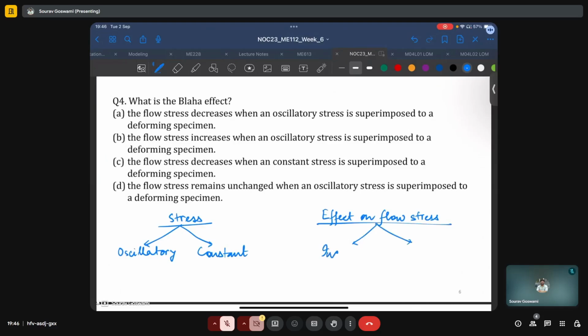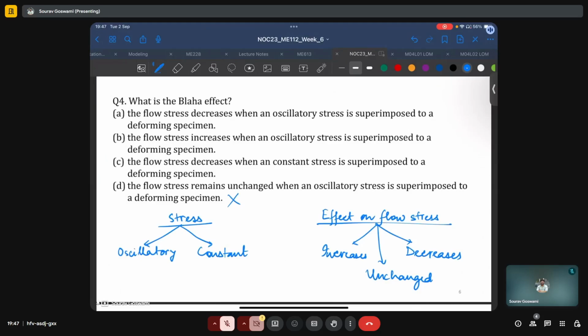Whether it increases, decreases, or remains unchanged. The flow stress remains unchanged when an oscillatory stress is superimposed to the deforming specimen. This is clearly not correct, else we would not have been using this process in the first place. Why do you superimpose an oscillatory stress if it does not change anything?